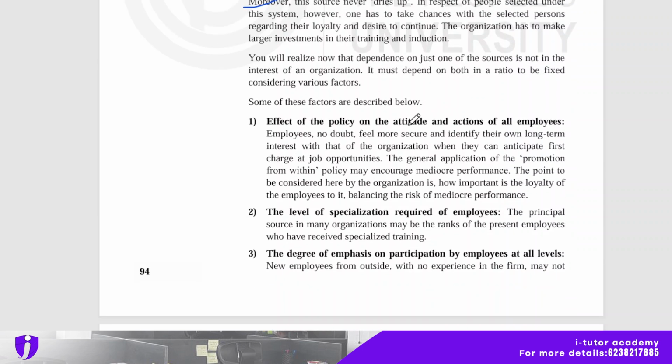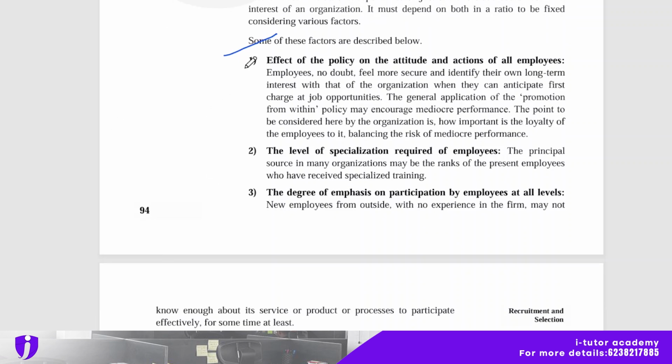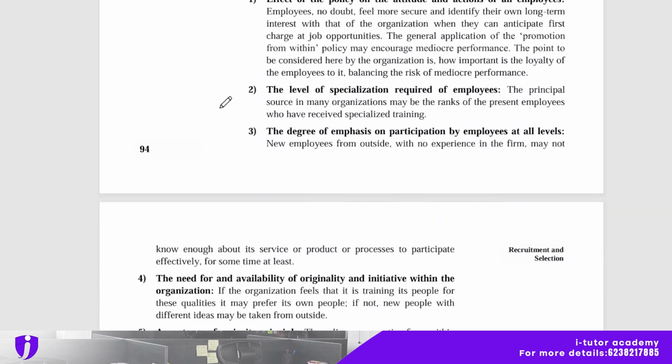You will realize now that dependence on just one of the sources is not in the interest of an organization. It must depend on both, in a ratio to be fixed considering various factors. Some of these factors are described below. First one is the effect of policy on the attitude and actions of all employees. And the second one is the level of specialization required of employees.